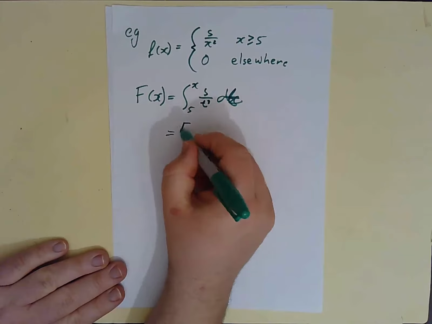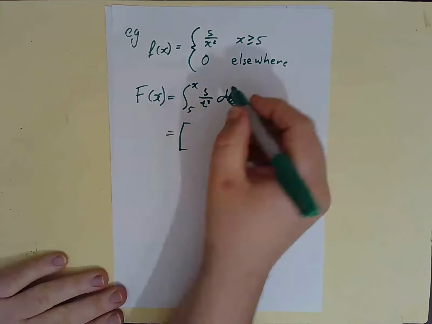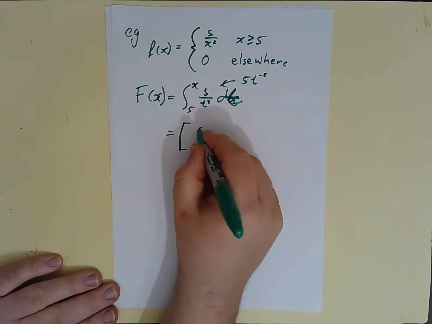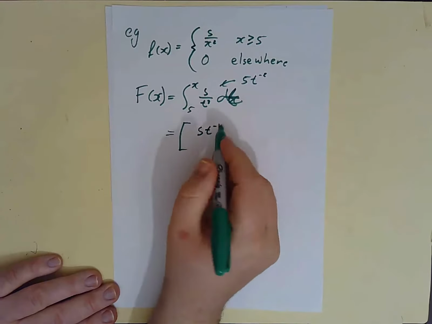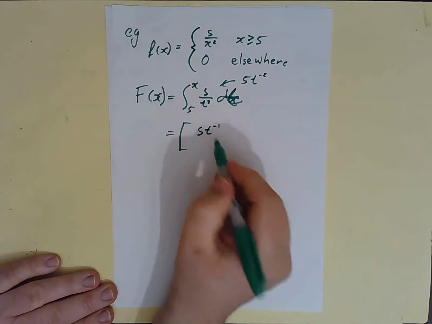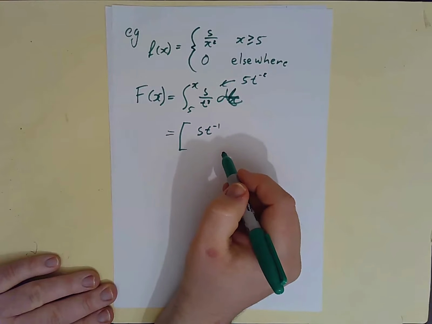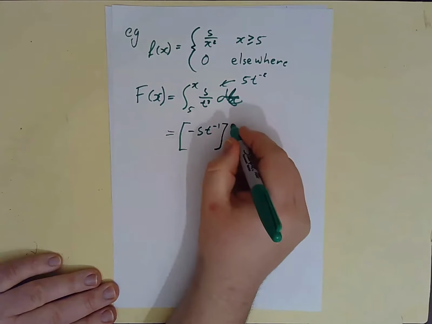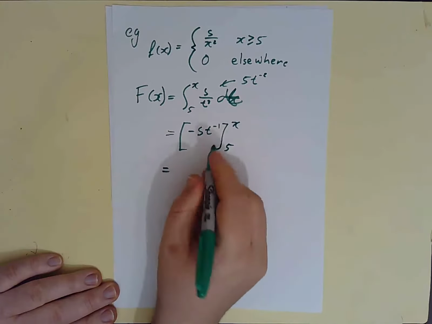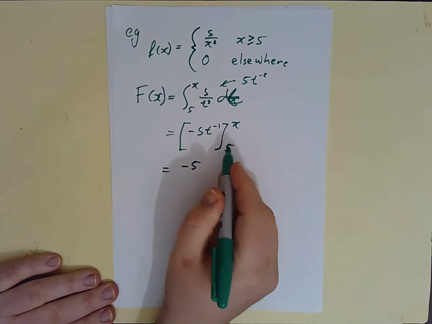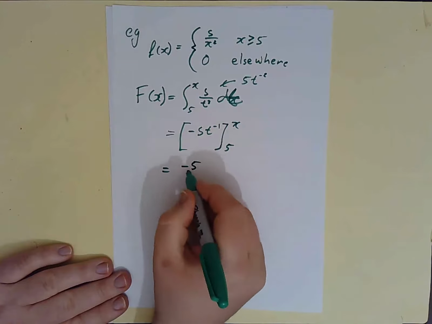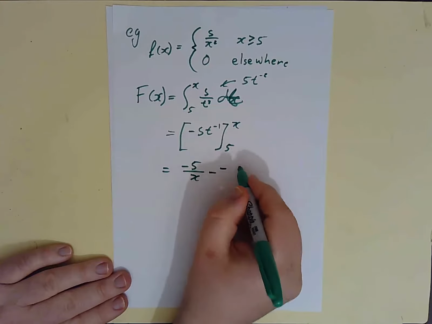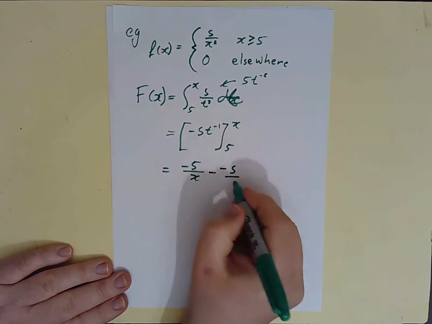So integrating this, well, that's 5 t to the minus 2. So I add 1 to that power. I'm going to get 5 t to the minus 1, and over the new power, it's going to be divided by minus 1. That's the same as times it by minus 1. So I'll just put a minus 1 there between x and 5. So now putting that in, I've got minus 5 and x to the minus 1 is the same as over x, minus, because I'm minusing this one off, negative 5 over, and then putting in the 5.